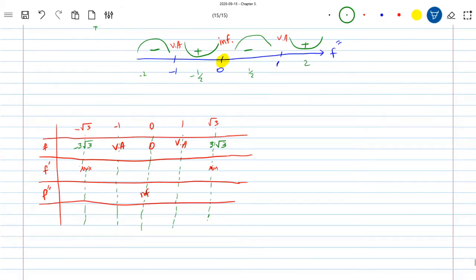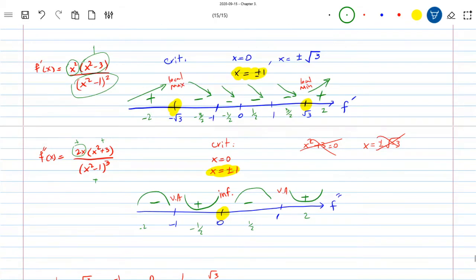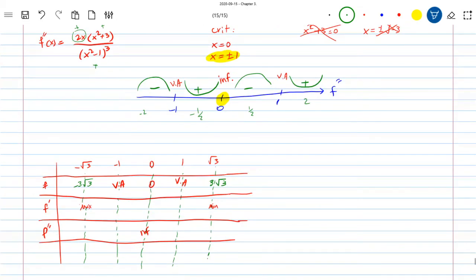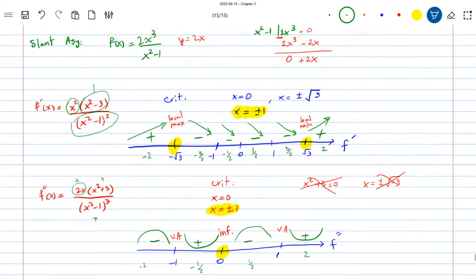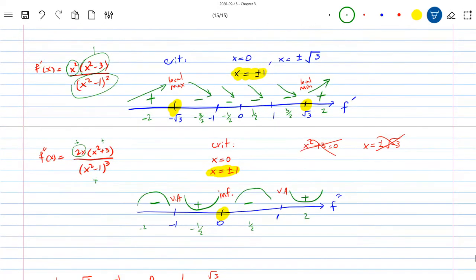Okay, now put the increasing and decreasing intervals. So you have increasing, decreasing, decreasing. You have increasing, decreasing, decreasing, decreasing, decreasing, and increasing. This is exactly the number line for the first derivative.